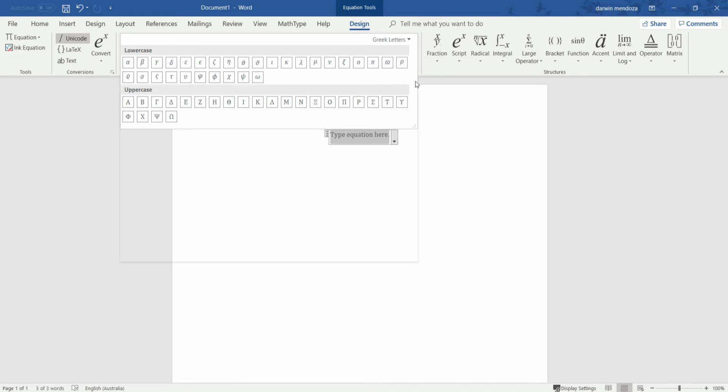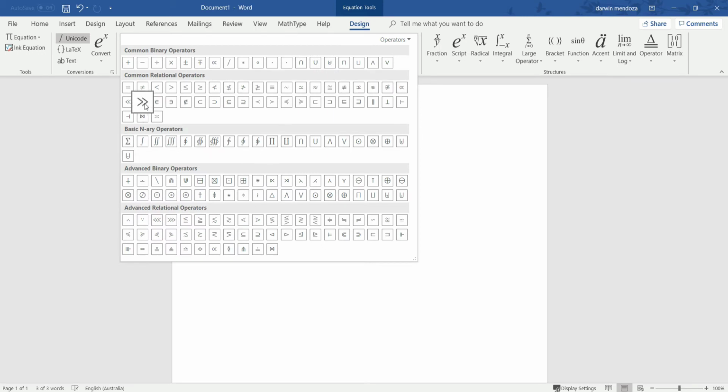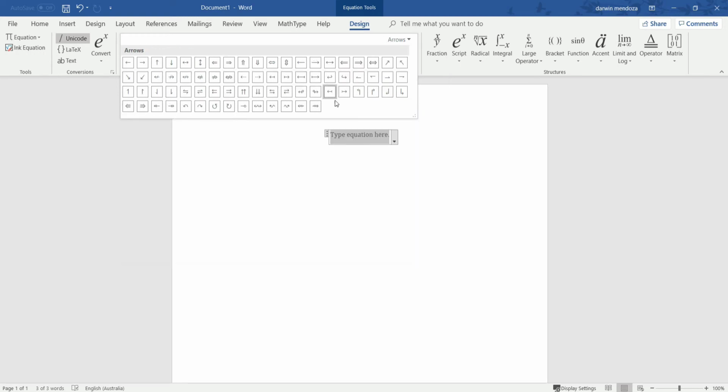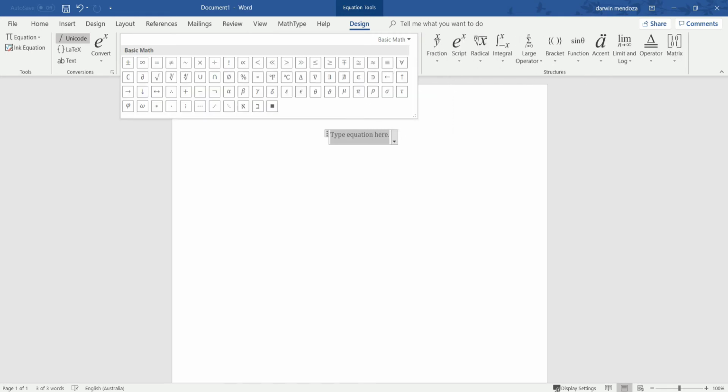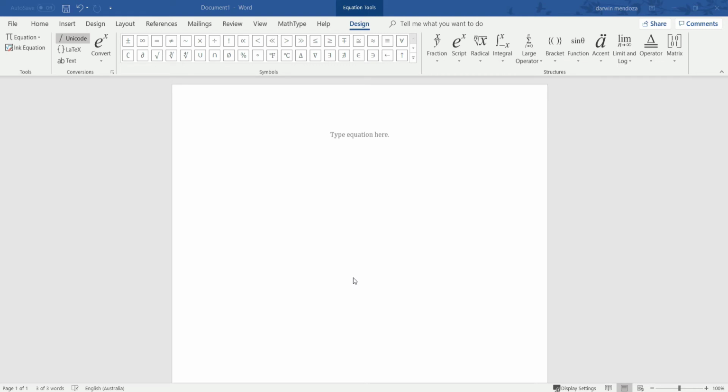You can also include different operators, which you might need to show relationships, whether values are equal or different, or proportionate or not proportionate to each other. You also have arrows if you want to add some arrows into your equations, and other geometric relationships here. But we're just going to be using basic math. So what we'll do is the equation for an open end pipe and a closed end pipe, both without the end corrections and with the end corrections. Let's have a look at this.